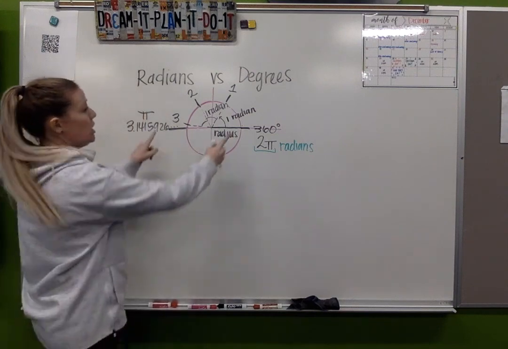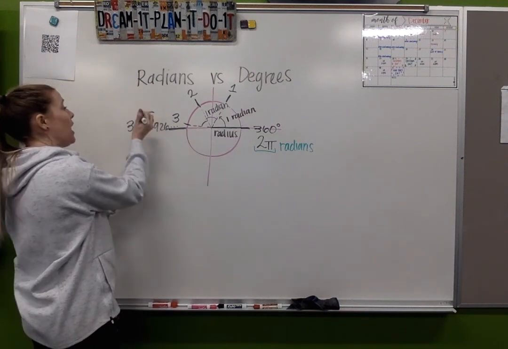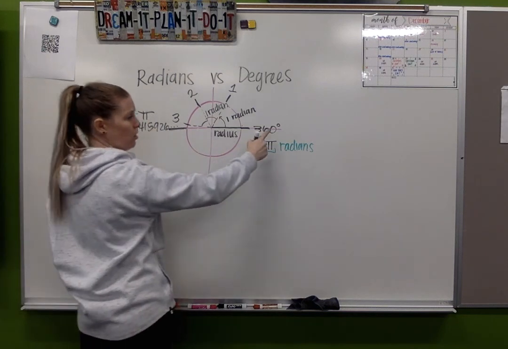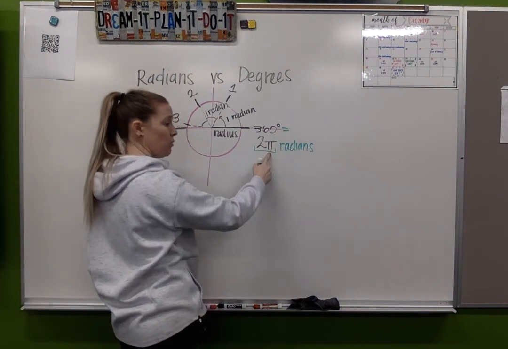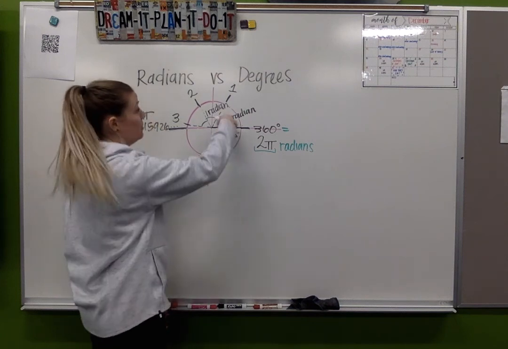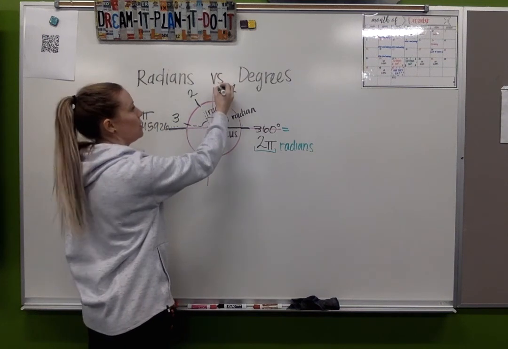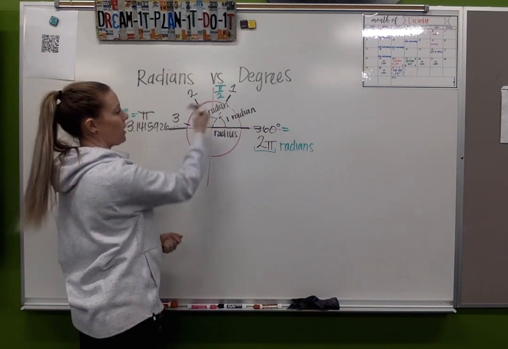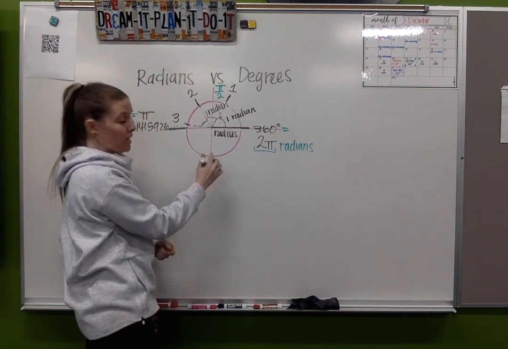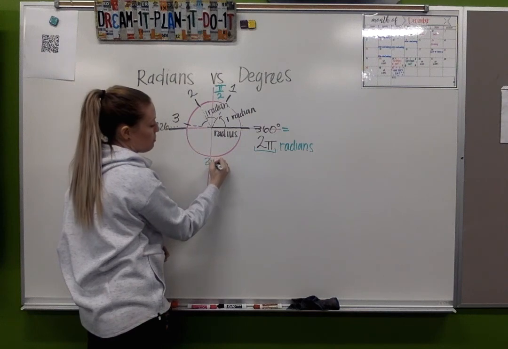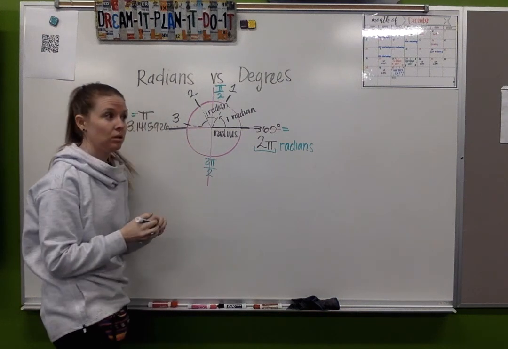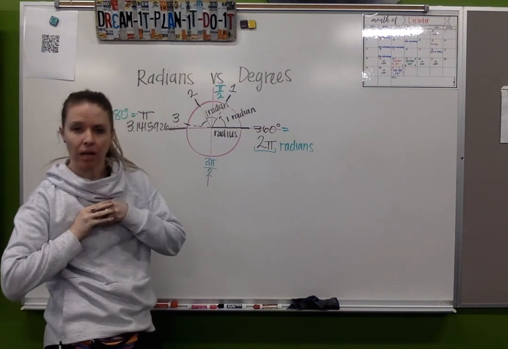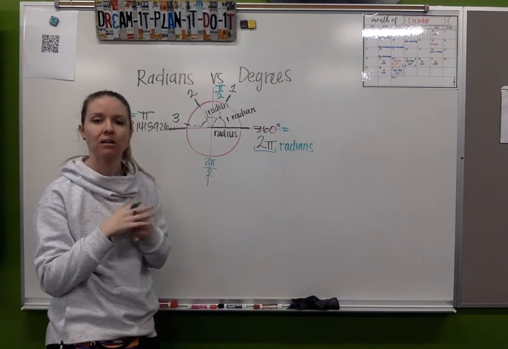Okay? Halfway around the circle, 180 degrees equals pi. 360 degrees equals 2 pi. 90 degrees equals half of pi, right? Halfway. 270 is 3 pi over 2. You have 1.5 pi radians.